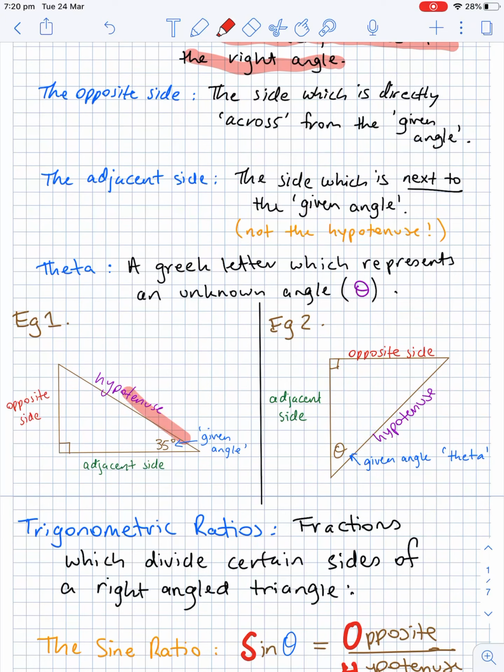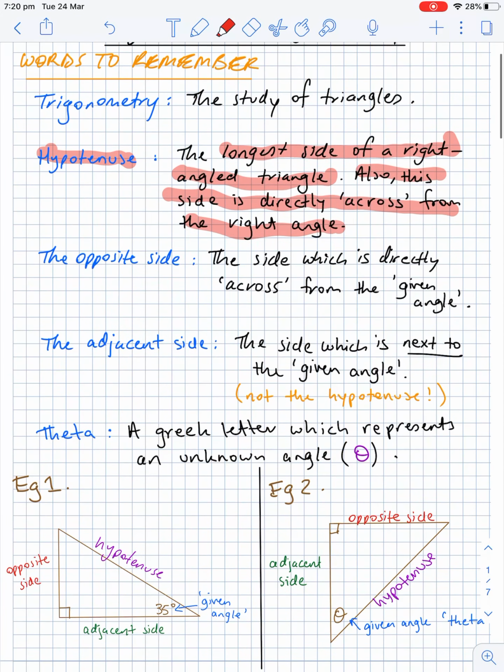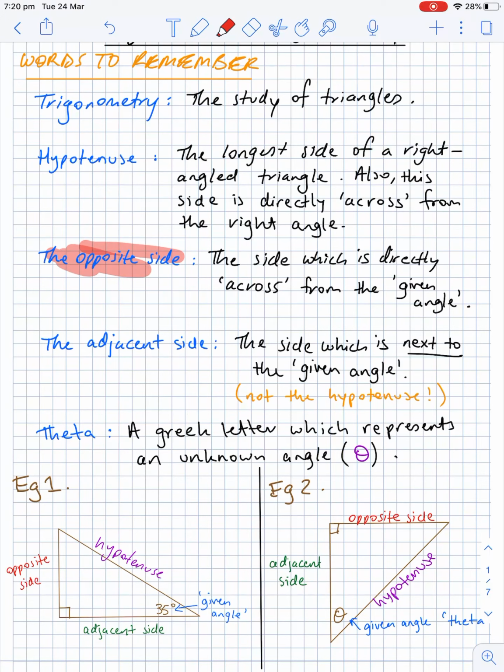It's just the longer side as well. You can see that this side is a lot longer than that one and that one. This side is longer than that one and that one. So that's pretty much the idea. Pretty straightforward. Okay, so the next one is the opposite side of a right angle triangle.